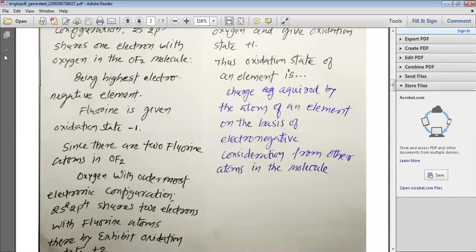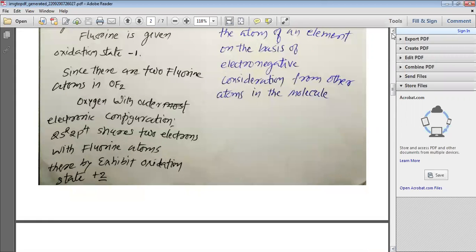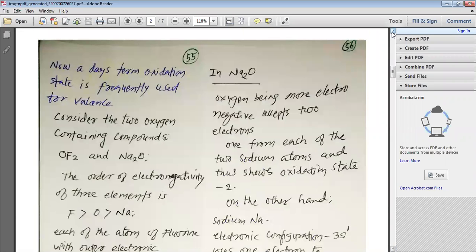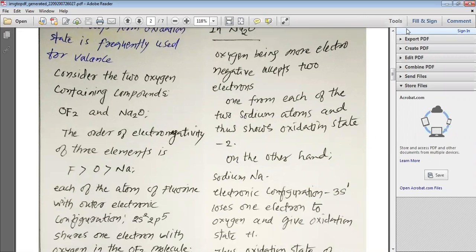and that is why it is assigned -1 oxidation state, because it is more electronegative. In OF2 there are 2 F, so oxygen should be assigned +2 oxidation state. And this is how we can see that in OF2 there are 2 F of -1 combined with oxygen of +2, so the oxidation state of oxygen is +2, whereas oxidation state of fluorine is -1. Now we can look into the Na2O.